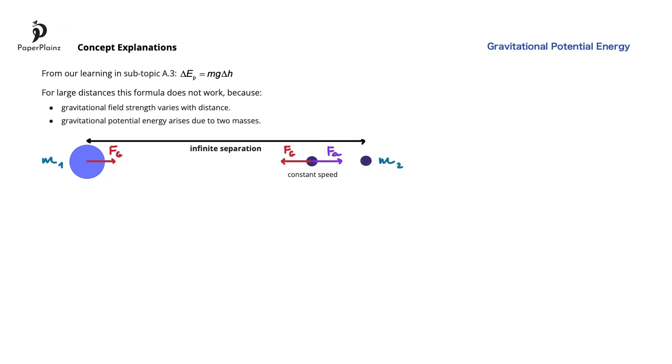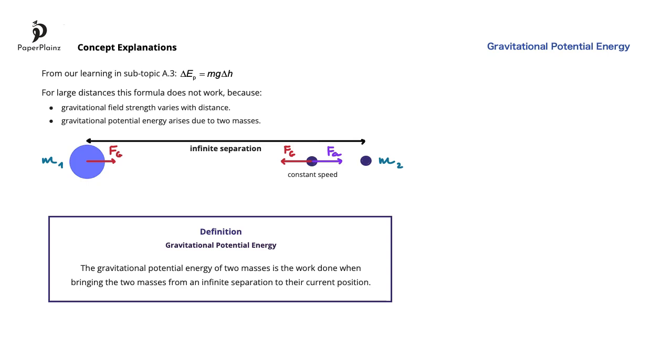Gravitational potential energy is defined based on this work done. One way to write this definition is that the gravitational potential energy of two masses is the work done when bringing the two masses from an infinite separation to their current position. In our final step, we'll deduce the gravitational potential energy formula, and to do this, we'll assume that after m2 has been moved, the new separation of the masses is r.